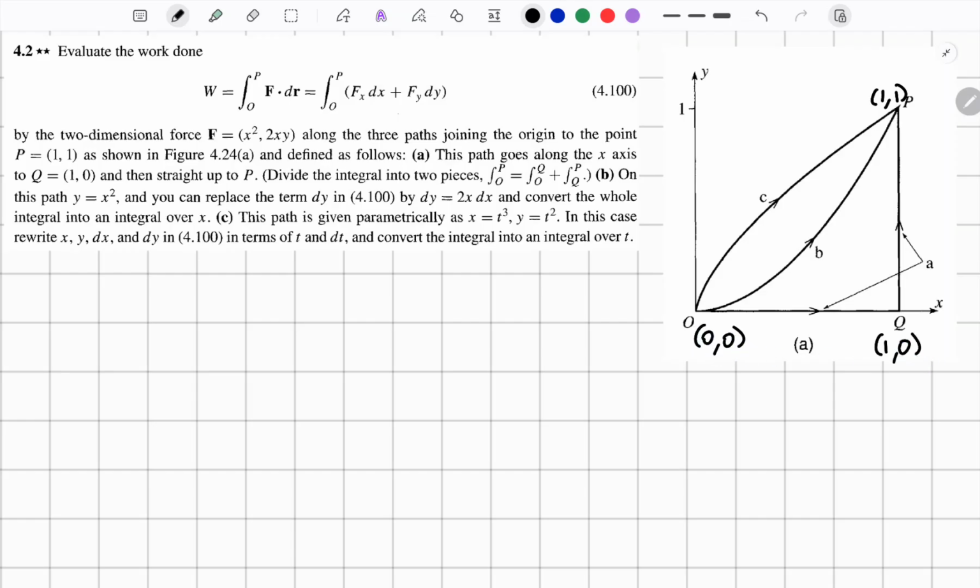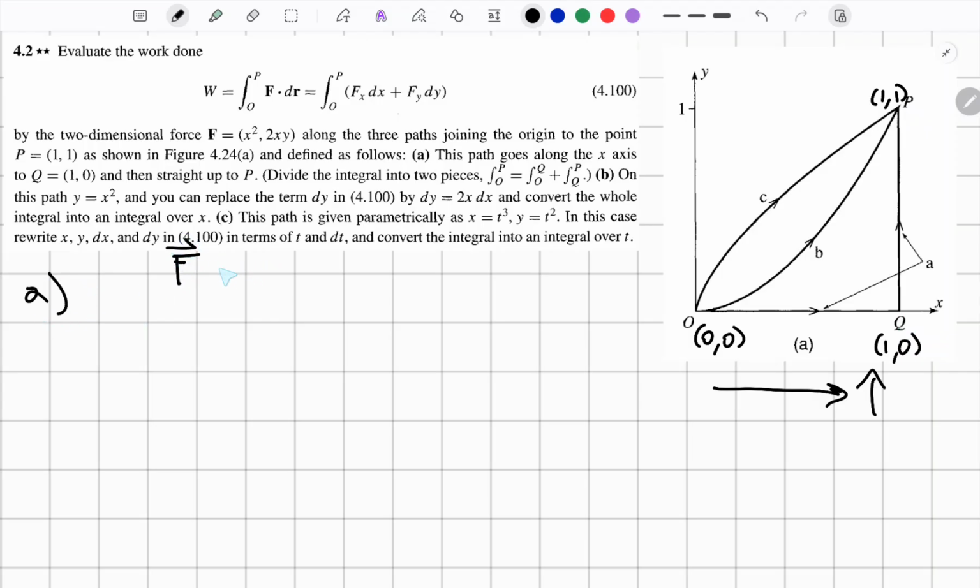this is our origin. We know that path A is going to first travel along this x-axis and then travel upwards to meet that point (1, 1). So we can start by evaluating path A. Like it says here, you can divide that into two pieces, traveling from the origin to Q and then up from Q to P. So we're going to start on A.